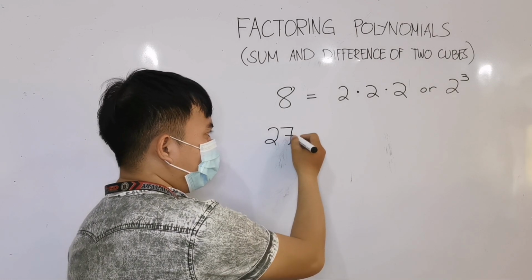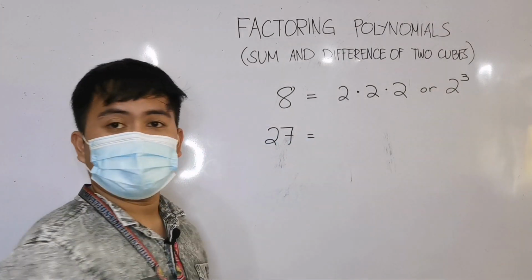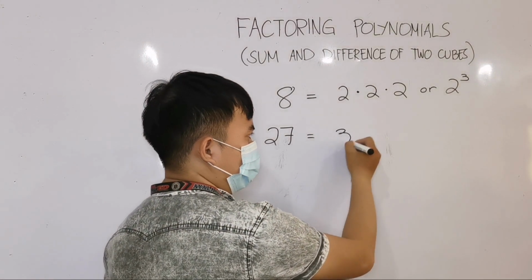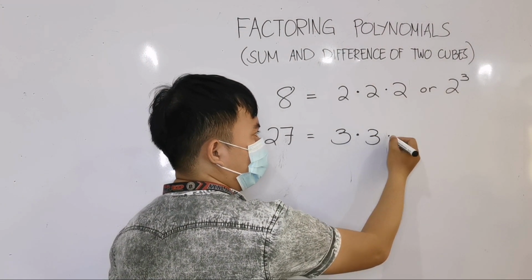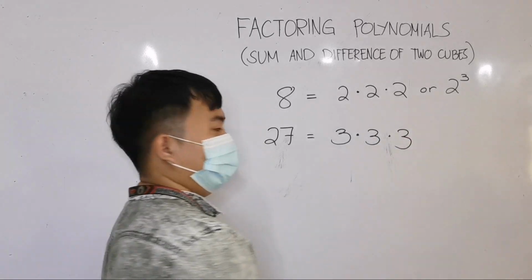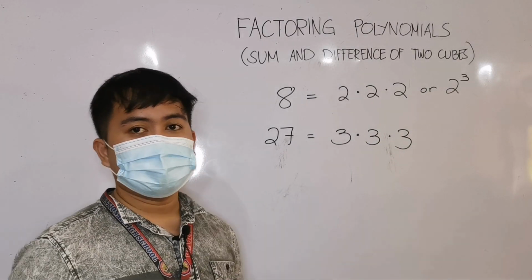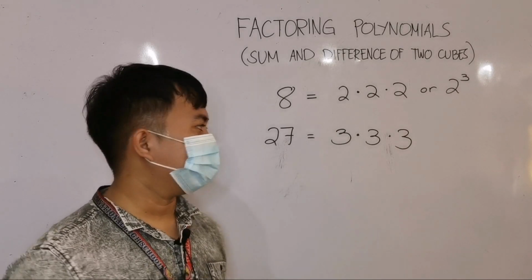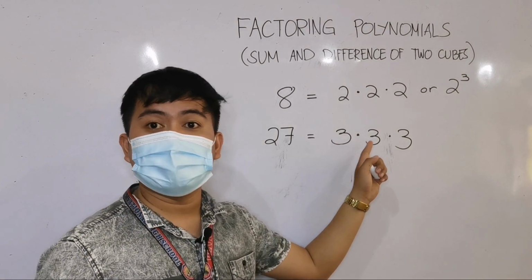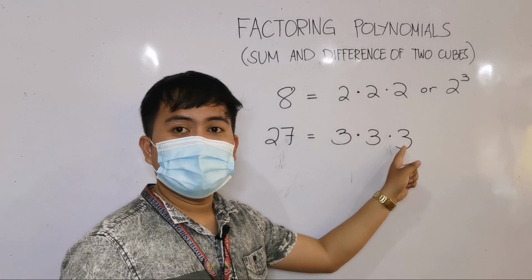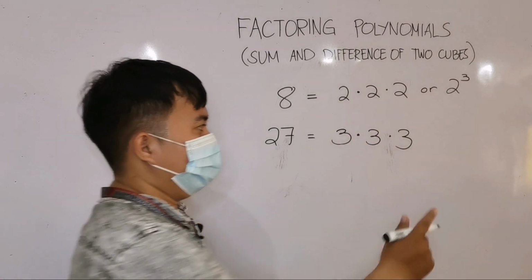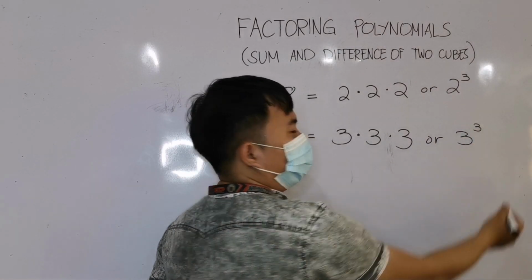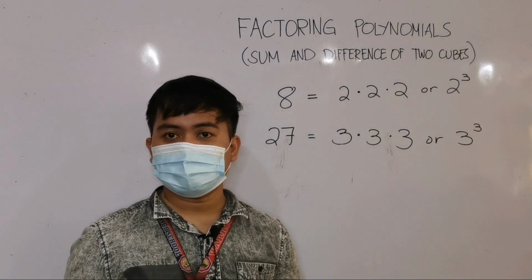27 is also an example of a perfect cube. Bakit? Because 3 times 3 times 3 is equal to 27. Isa-isahin po natin nang sa ganun ay hindi po tayo maguluhan. 3 times 3 is 9. Times 3 is equal to 27. O pwede natin isulat 3 raised to the power of 3.